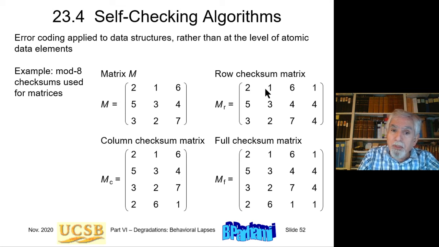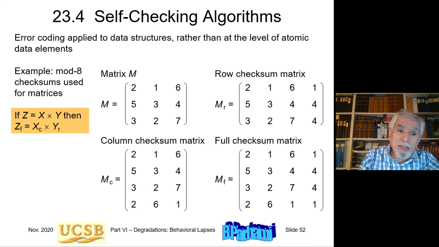So 2 plus 1 plus 6 is 9, which is 1 mod 8, and so on. So these are the row checksums. We can also do column checksums, or we can do both of those. Full checksum matrix. Now, if you do this to a matrix, if Z is the product of the two matrices X and Y, then the full checksum matrix of Z, this is provable, is the product of the column checksum matrix of X and the row checksum matrix of Y.